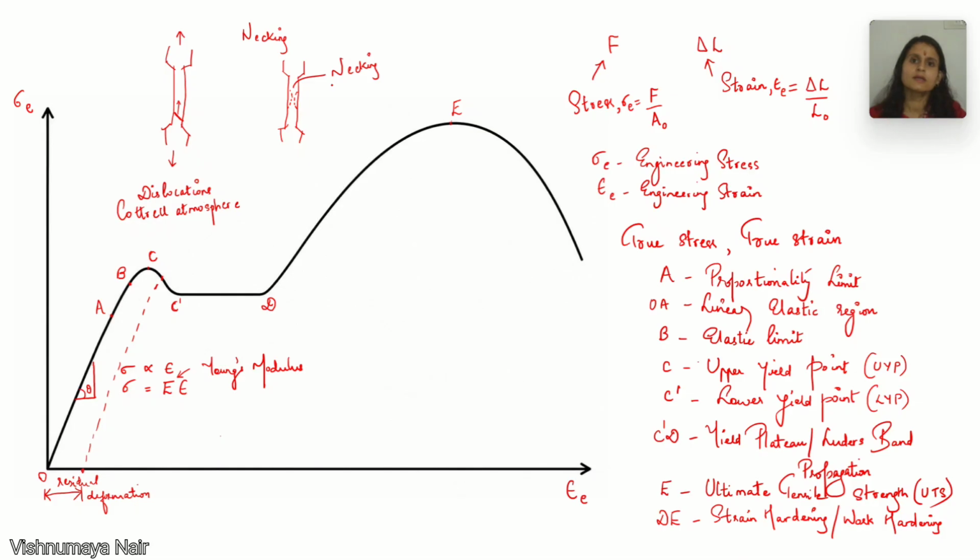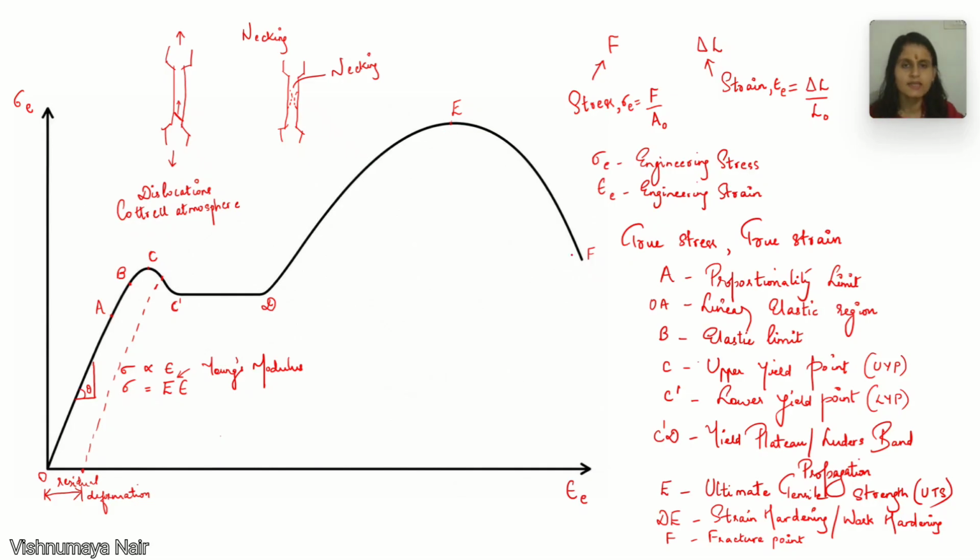During the process, the load-bearing capacity of the specimen reduces due to the rapid reduction in the cross-sectional area. Since the engineering stress is calculated based upon the original cross-sectional area, the curve starts to reduce. And it finally reaches a point, let us call it as F. This point F is the fracture point. The specimen finally fractures or ruptures or breaks. So this is known as fracture point or breaking point or rupture point.